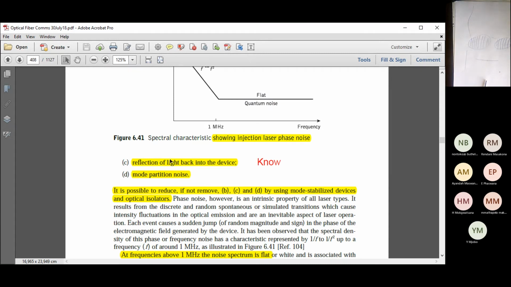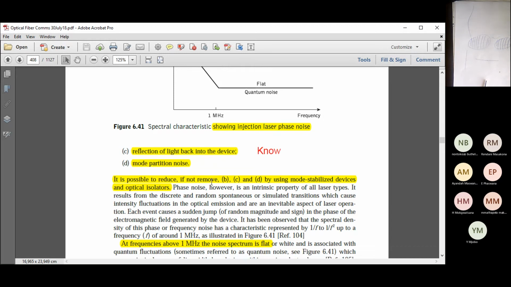What will reflection light into the device do? So external light will come into a laser. It will bugger it up because it will change its frequency. It will make the light smaller. It can even blow the laser. So this noise is a big problem.